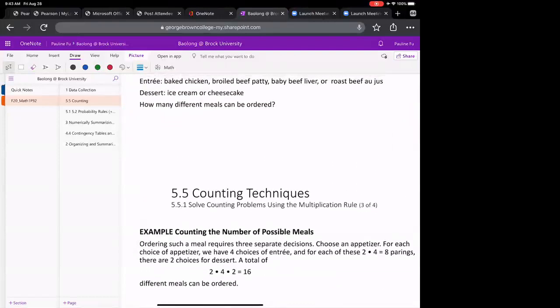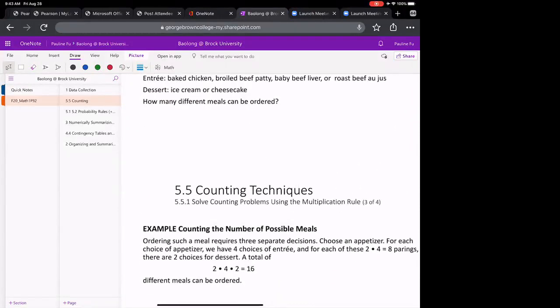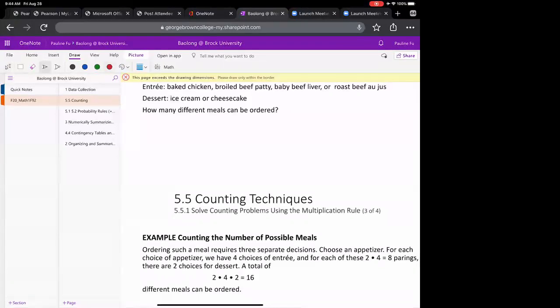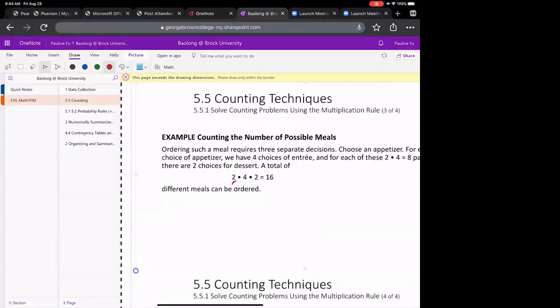In this example, if you read the question, for appetizer we have 2 choices. For entrees, we have 4 choices. And for dessert, we have 2 choices. So in total we have 2 multiplied by 4 multiplied by 2. Total we have 16 different orders.